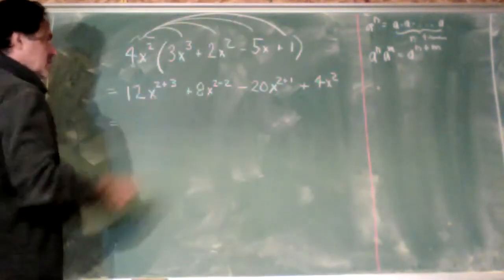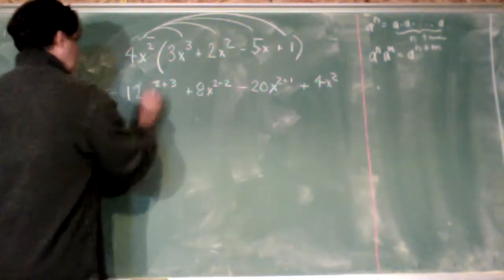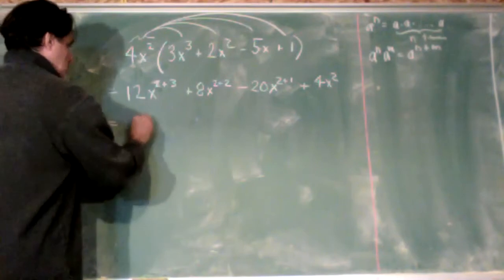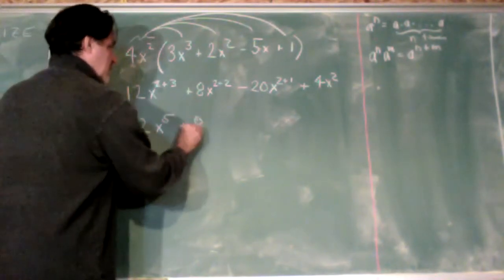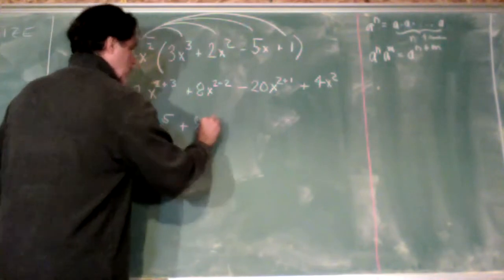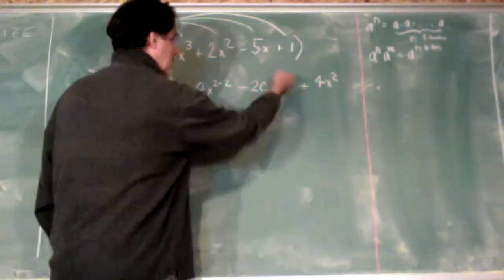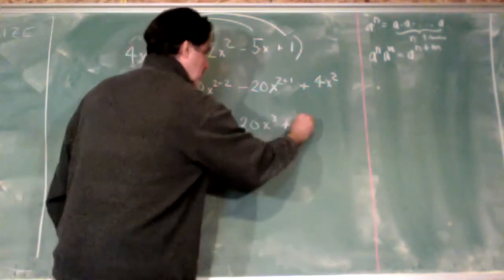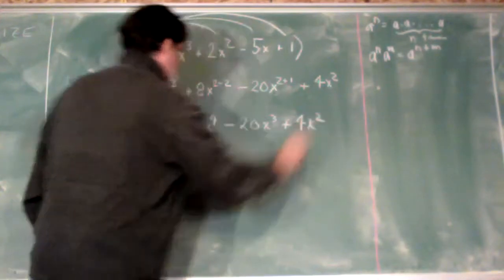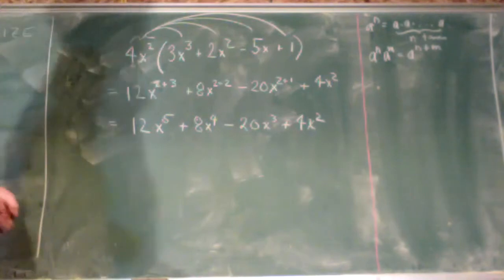I do the arithmetic on the exponents. That is a 2, not a z. 12 x fifth plus 8 x fourth minus 20 x to the third plus 4x squared. And we're done.